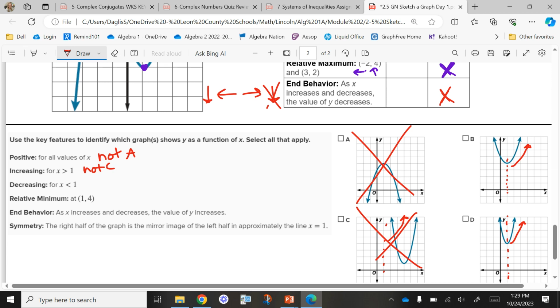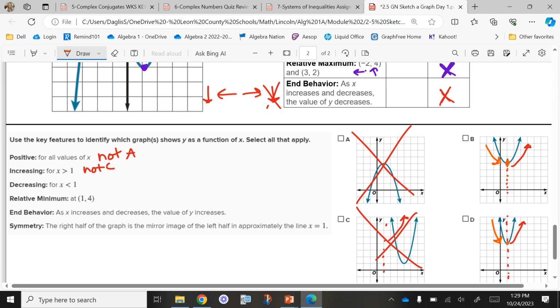Decreasing when x is less than 1. So on the left side, are we going down? Yes. Are we going down on this side? Yes. Okay. So far they're both in. Relative minimum at 1, 4. So we already have those marked. 1, 2, 3, 4. That's a minimum, right? Over here, 1, 2, 3, 4. They both have the same minimums, so that's fine.